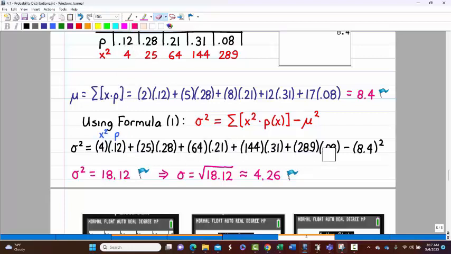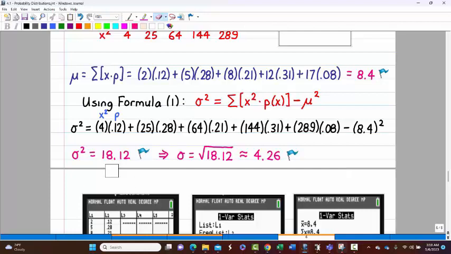You add those up, but that's not the answer for the variance. You do add those up, but you see right here, at the end, you subtract the square of that mean. So you subtract 8.4 squared, the mean. Back in the old days, people were using calculators, but they were doing the formula, they would often forget to subtract this part right here and just add those up. So your variance is 18.12, and your standard deviation is the square root of that, so it's rounded to 4.26.